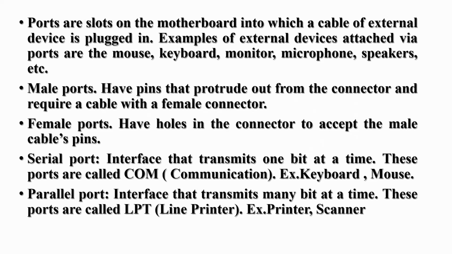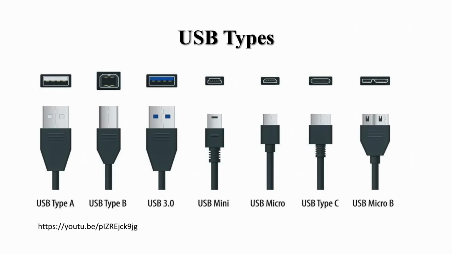Serial port and parallel port were used in olden days. A serial port is used to transmit one bit at a time. It is also called a communication port, which is used to connect keyboard and mouse. A parallel port transmits many bits at a time. It is also called a line printer terminal, which is used to connect printer and scanner.